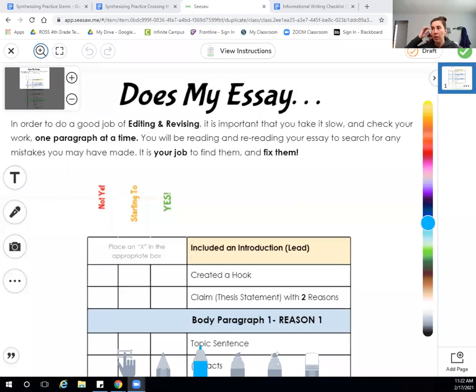So let's go ahead and get started with this so you can see the steps that you should be taking when you are doing self-revision. Very similar to what you have seen before is a checklist, and this is an editing and revising checklist. This is for the essay component of it.